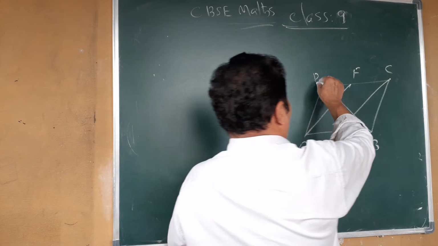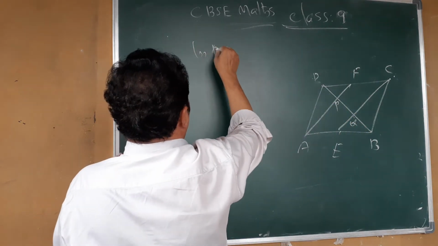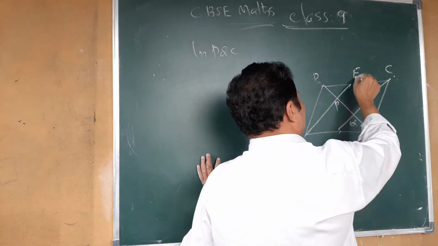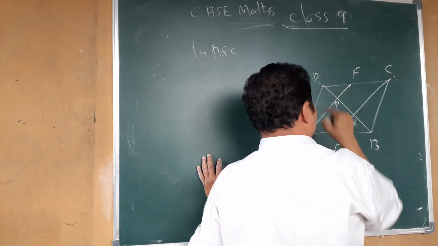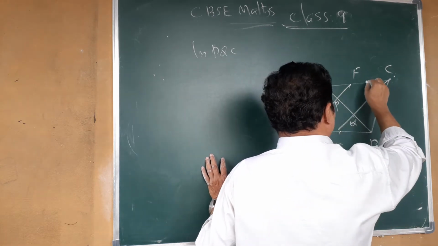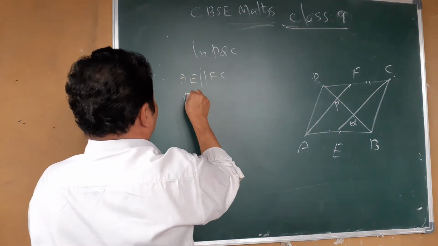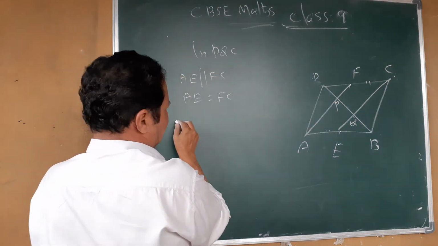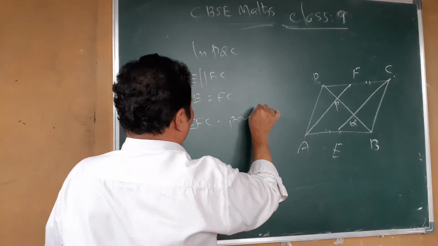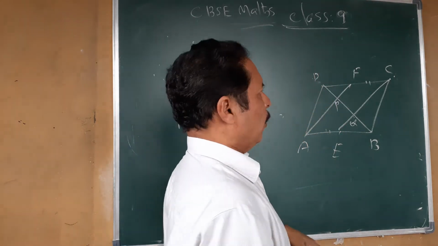Look at this. Consider the triangle DQC. Are you ready? Now look at this. This is the midpoint of CD. This is the midpoint of AB. And you proved that AE parallel to FC and AE equal to FC. Therefore, AECF is a parallelogram. Already you proved that.